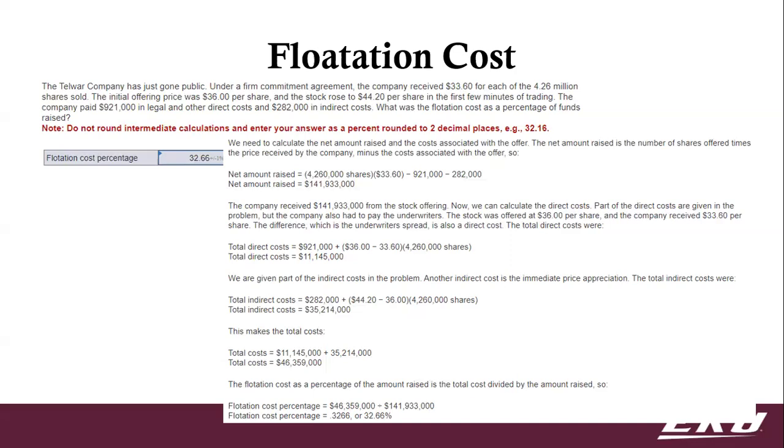Direct and indirect cost gives you the total cost, right? Total cost divided by the total amount raised will then tell you what percentage was the flotation, which in this case, it's that 32%, which is pretty high, right? I mean, but if you think about the fact that they received 33.60 and within a few minutes their stock price was 44, that's a third increase, right? So, yeah, there's a lot of money left on the table there.